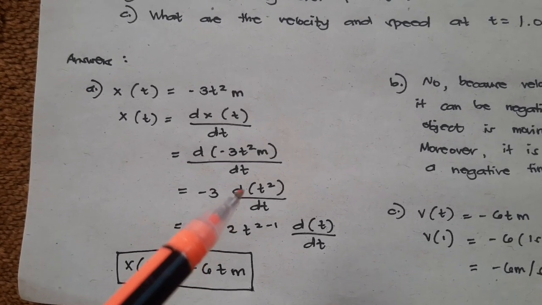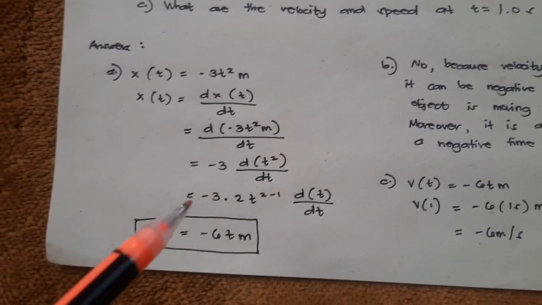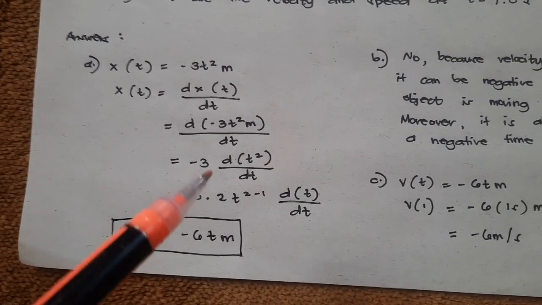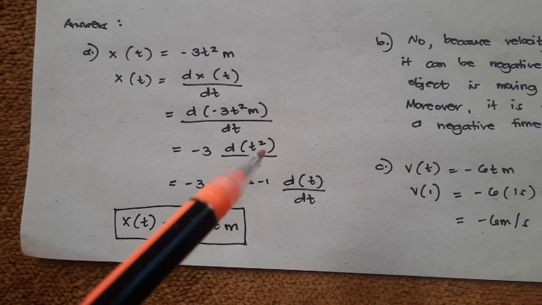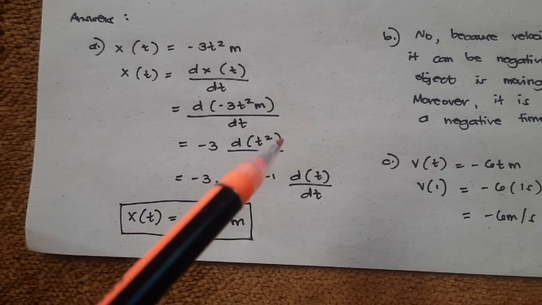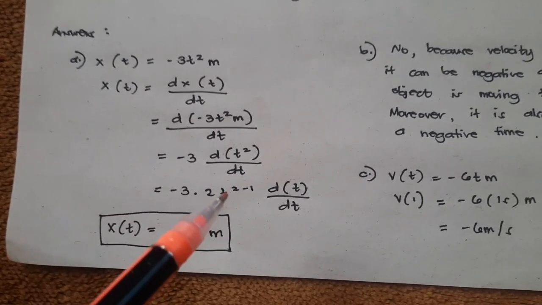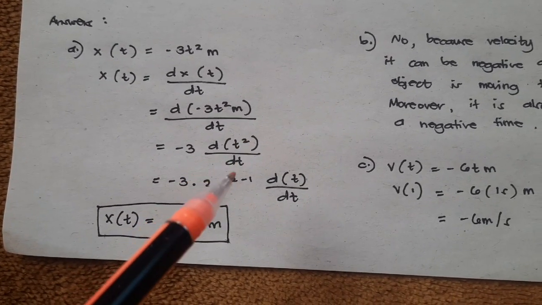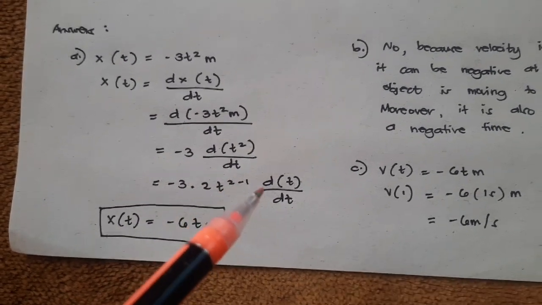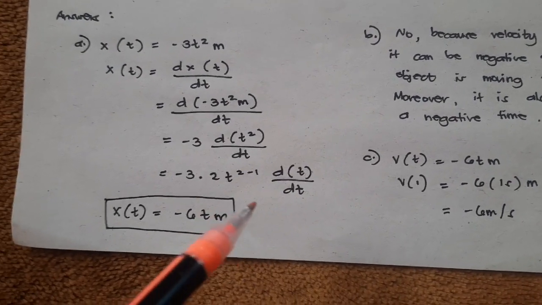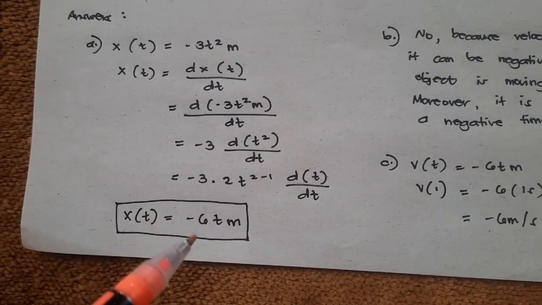And then, copy it, d of t over dt, -3 times, the 2 that comes from the power rule. So we put it here: -3 times 2, and then using the power rule, we subtract 1 from the exponent. So d of x of t over dt is equal to -6.